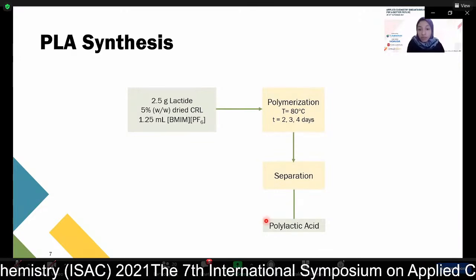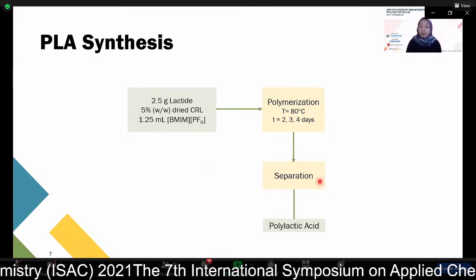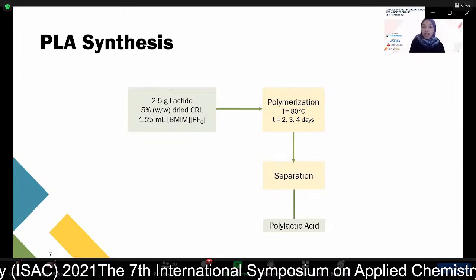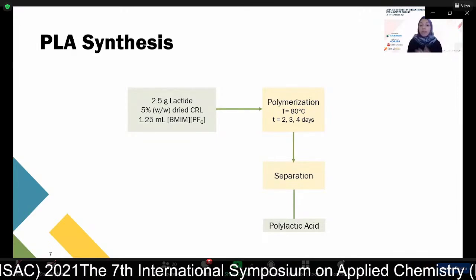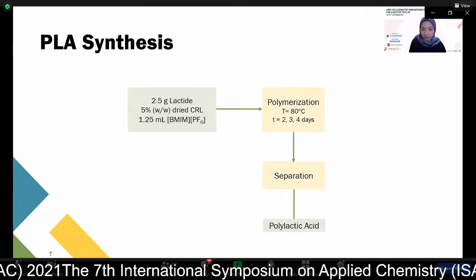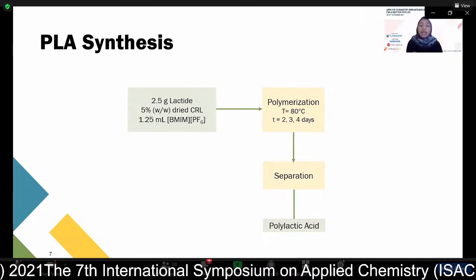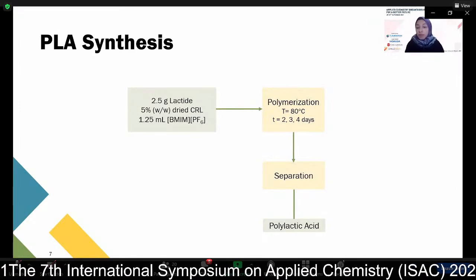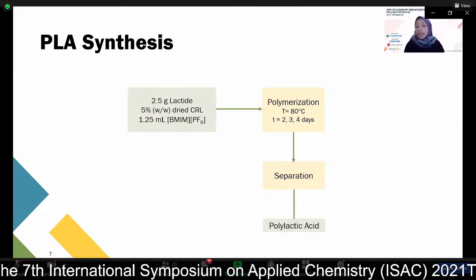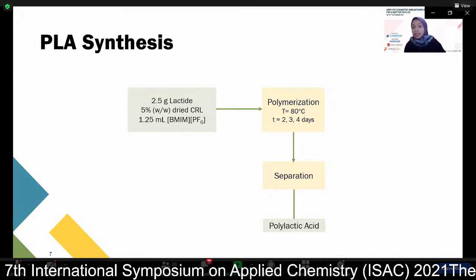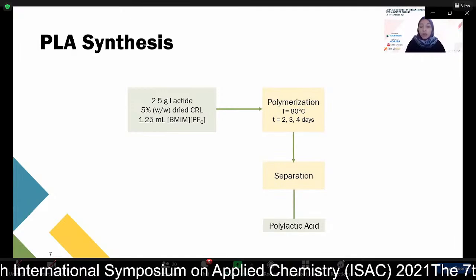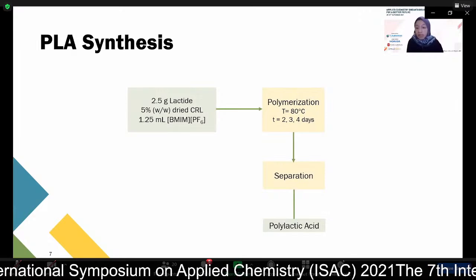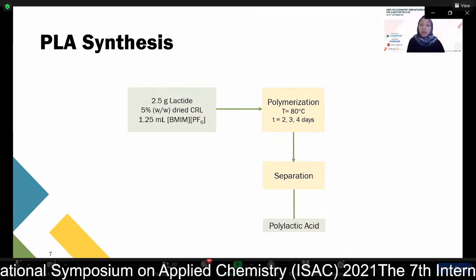After the polymerization process was done, we separated the enzyme from the mixture by adding 16 milliliters of chloroform to the reaction mixture, and a vacuum filter separated the CRL from the mixture. Next, proton nuclear magnetic resonance, or NMR, was used to characterize the sample by determining the obtained structure, and gel permeation chromatography, or GPC, was used to determine the molecular weight. NMR data was also used to estimate the monomer conversion and the number average molecular weight.